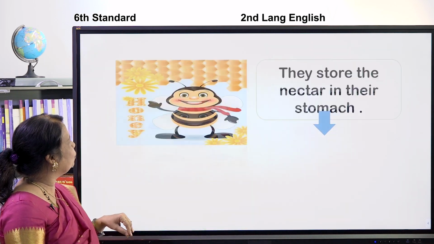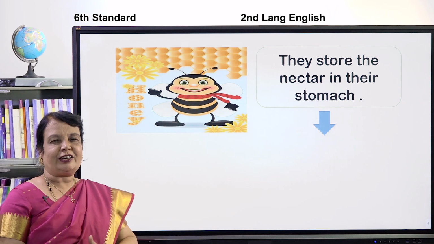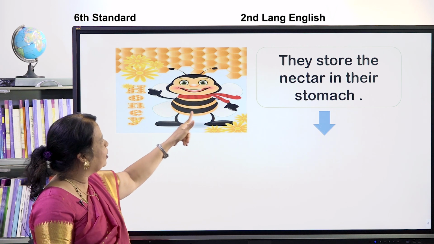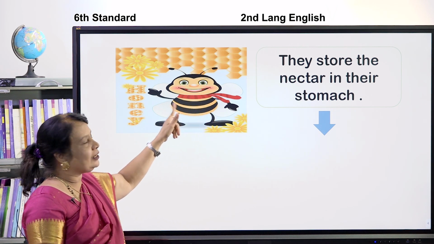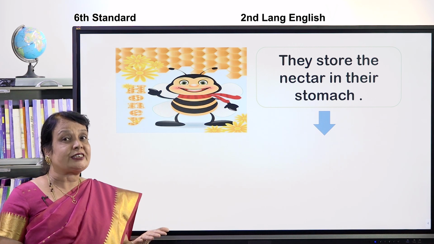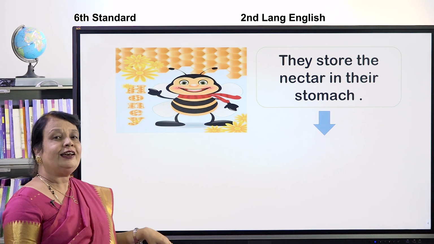Next, what is it going to do? Now, they store the nectar in their stomach. Where is the nectar now? In the stomach. This is the bee's stomach. So, nectar is in the stomach. After it is in the stomach, for how long will it keep it in the stomach? Yes, children, very good. For half an hour.